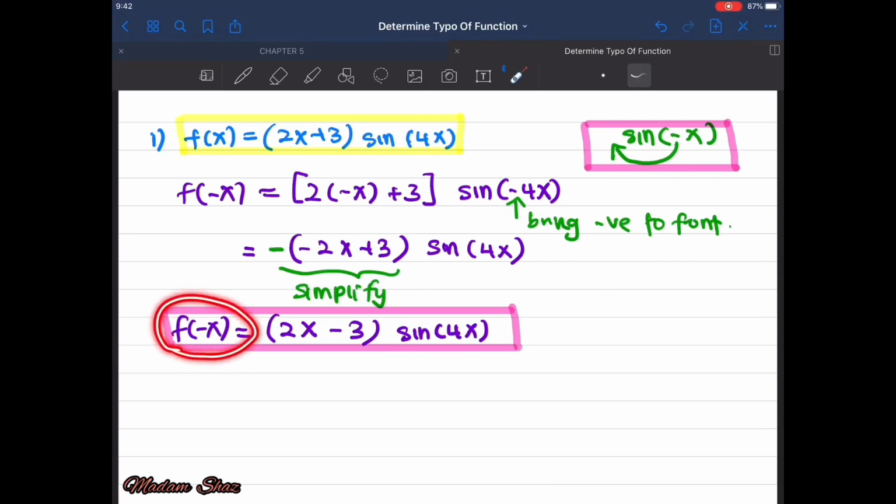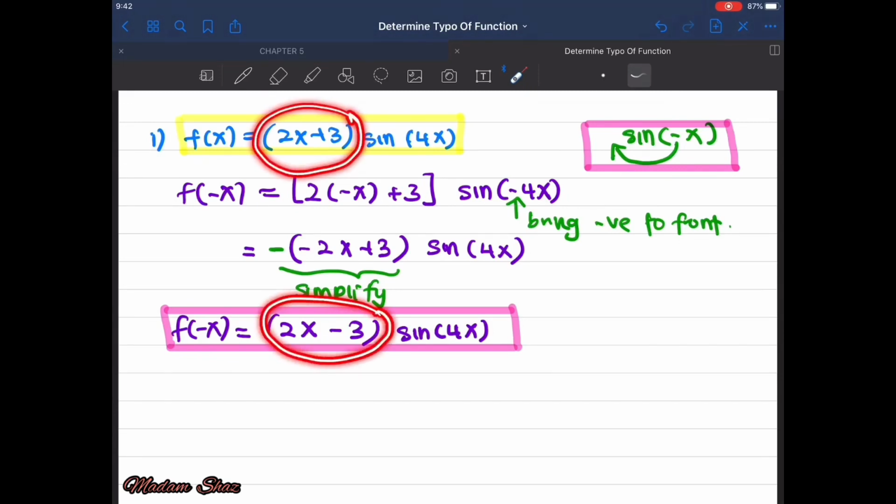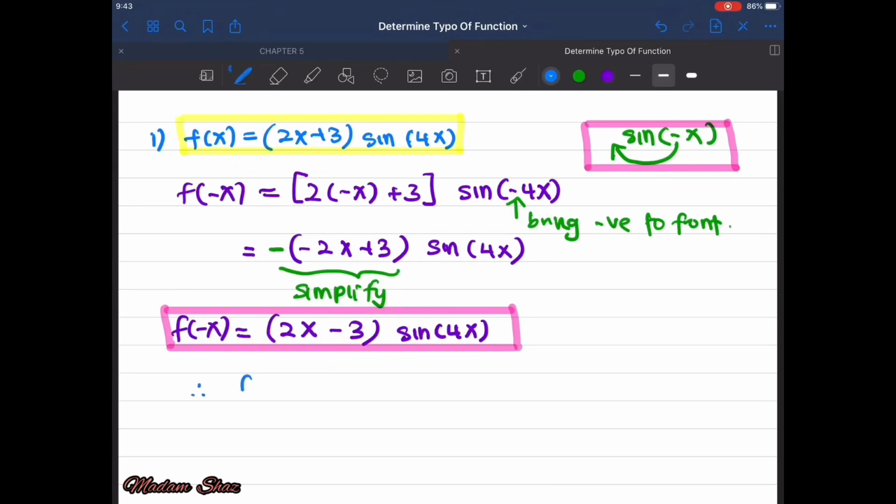So now compare f(-x) with the original function f(x). As I mentioned before, if you have function multiplied by function, the function at the back you don't have to compare because it always becomes the same thing. So now compare the function at the front, 2x plus 3 with 2x minus 3. Original is positive 2x, and when you substitute negative x, this one remains as 2x. Original is positive 3, and then it changed to negative 3. So it only changes positive 3 to negative 3, but the positive sign at the front remains the same. So this one is a neither function because it only changes a certain sign. So the conclusion is f(x) is a neither function.